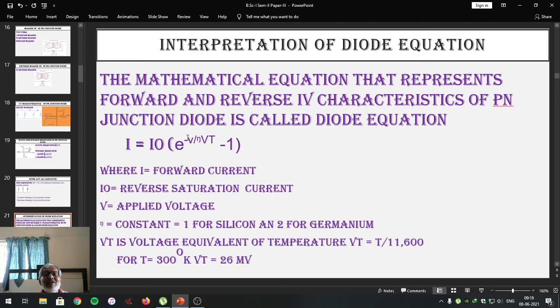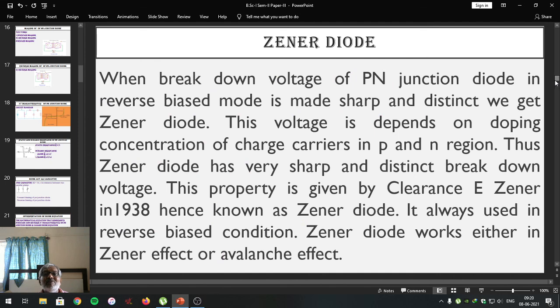E raised to V, where V is the applied voltage, eta is a constant, and Vt is the voltage equivalent of temperature. All these parameters are associated with the representation of the working of a PN junction diode, and that's why it is called the diode equation.